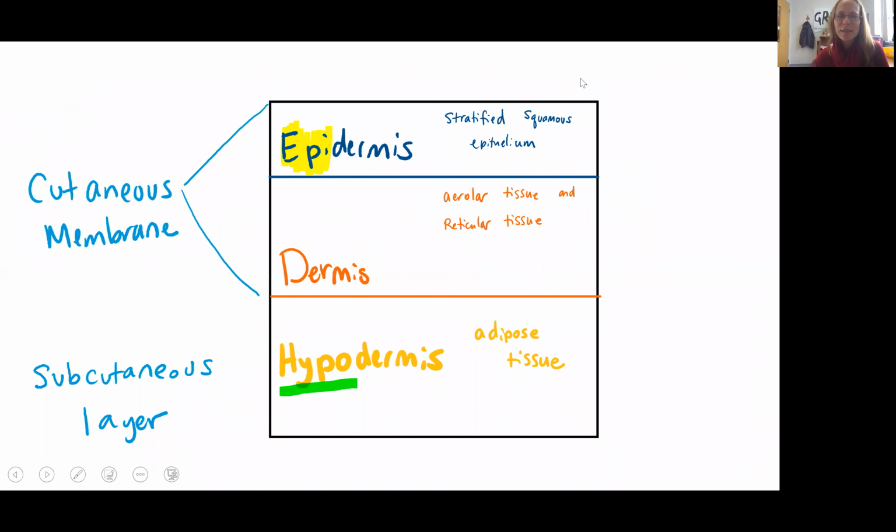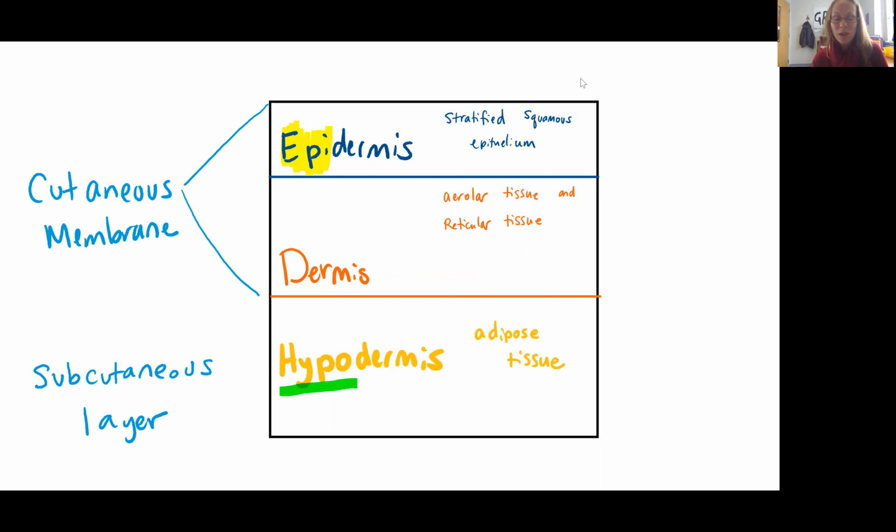The cutaneous membrane itself is made of two major layers. So you have the epidermis as the outermost layer. So when you're touching your skin, you're touching your epidermis. And then we have the dermis as the innermost layer. Now notice that the epidermis is composed of stratified squamous epithelium, while the dermis is composed of the connective tissue. That's the areolar and reticular tissues. Now notice these are the only two layers that technically make up the cutaneous membrane.